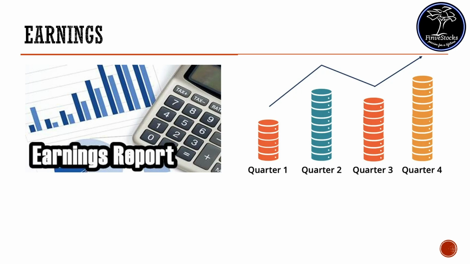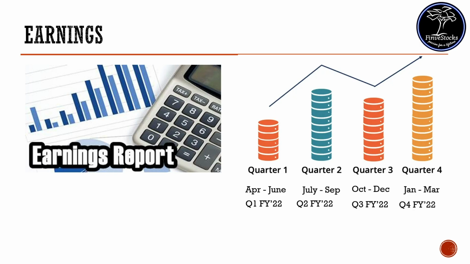SEBI has mandated all companies listed in NSE and BSE have to come out once in 3 months with a result, called a quarterly result. A financial year is divided into 4 quarters: quarter 1, quarter 2, quarter 3 and quarter 4. Quarter 1 is from April to June. Similarly, quarter 2 is from July to September, quarter 3 from October to December, and quarter 4 from January to March.